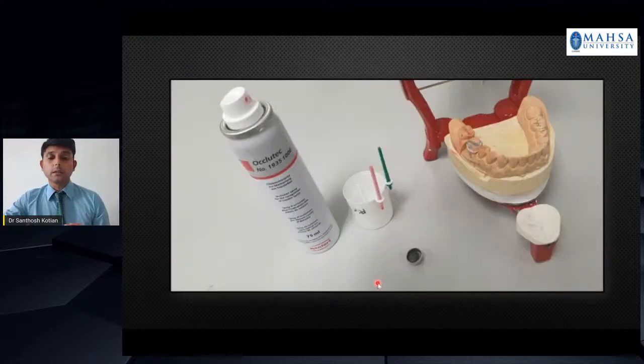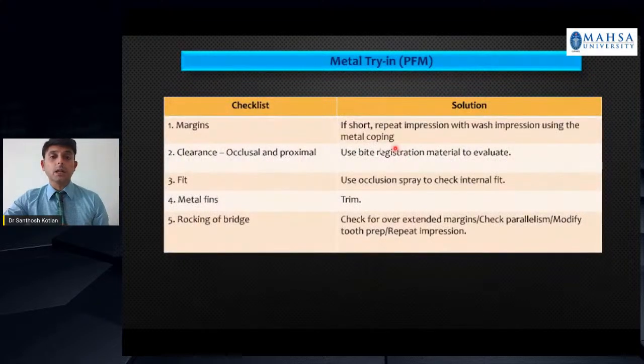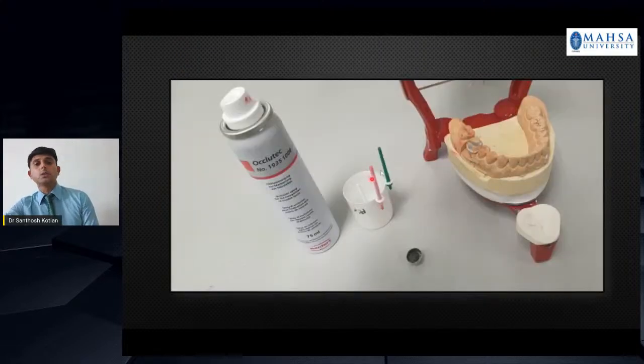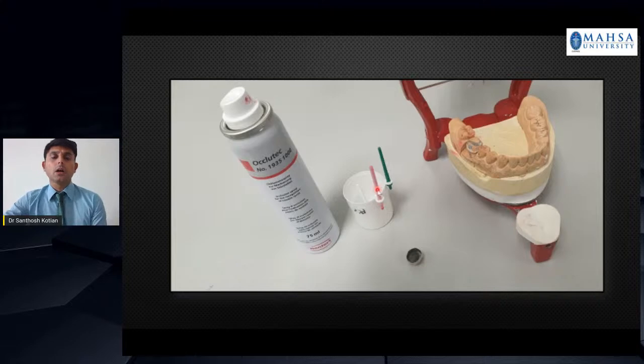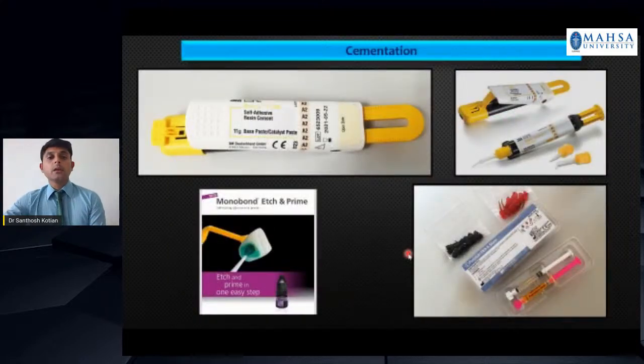This is Occlutech, the one that I was telling you about just now, using occlusion spray to check the internal fit. They come with two nozzles, one narrow opening for spot spraying and a wider opening for wider spraying. You can spray it inside the crown area, place it on the tooth, and check for any internal errors. Moving on to the next appointment, that is cementation.